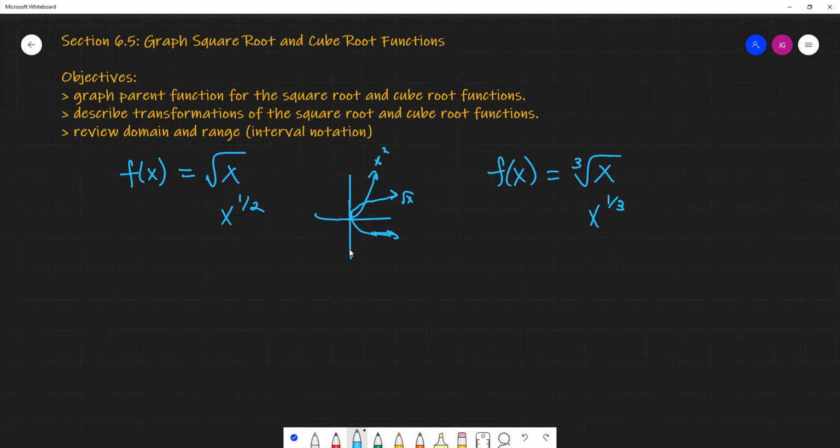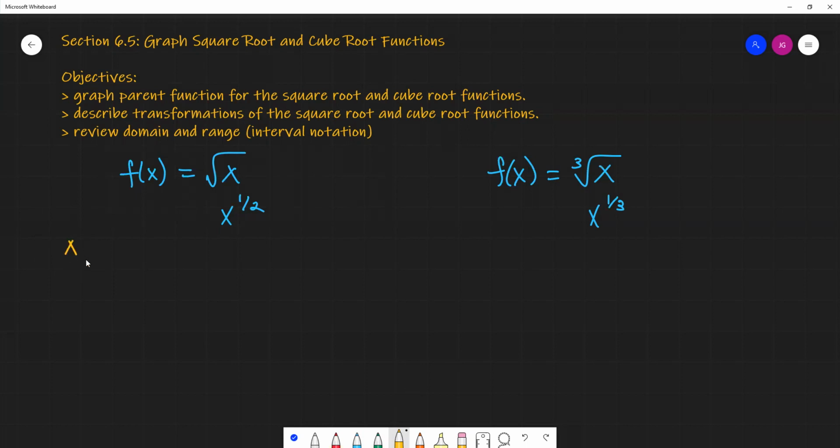It's the same idea for the cube root. I take the cubic function, x cubed, x to the 3rd power, and I reflect it across y equals x, and I get the same idea. I end up getting this cube root of x. So now let's go ahead and graph these. Let's see why it is that they have that shape.